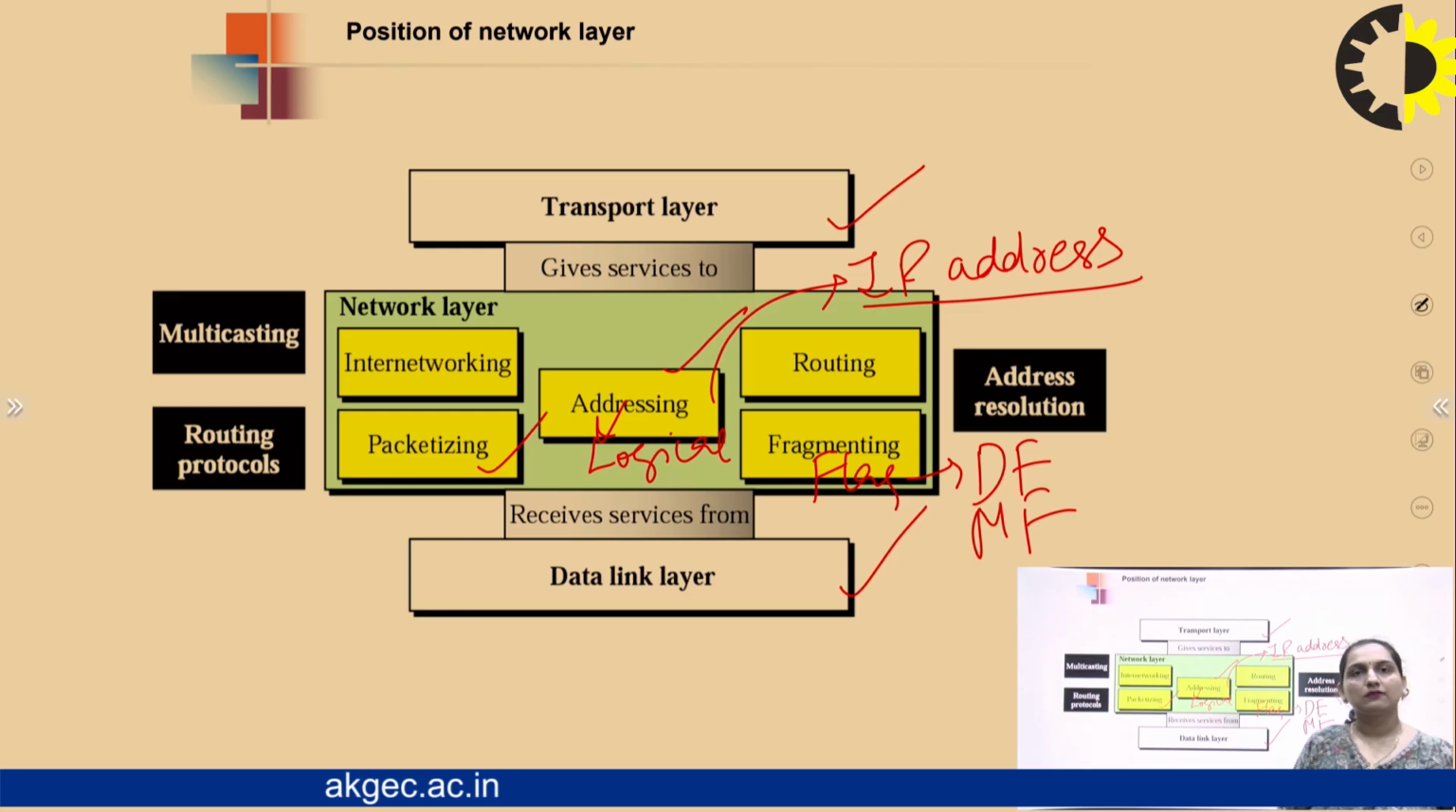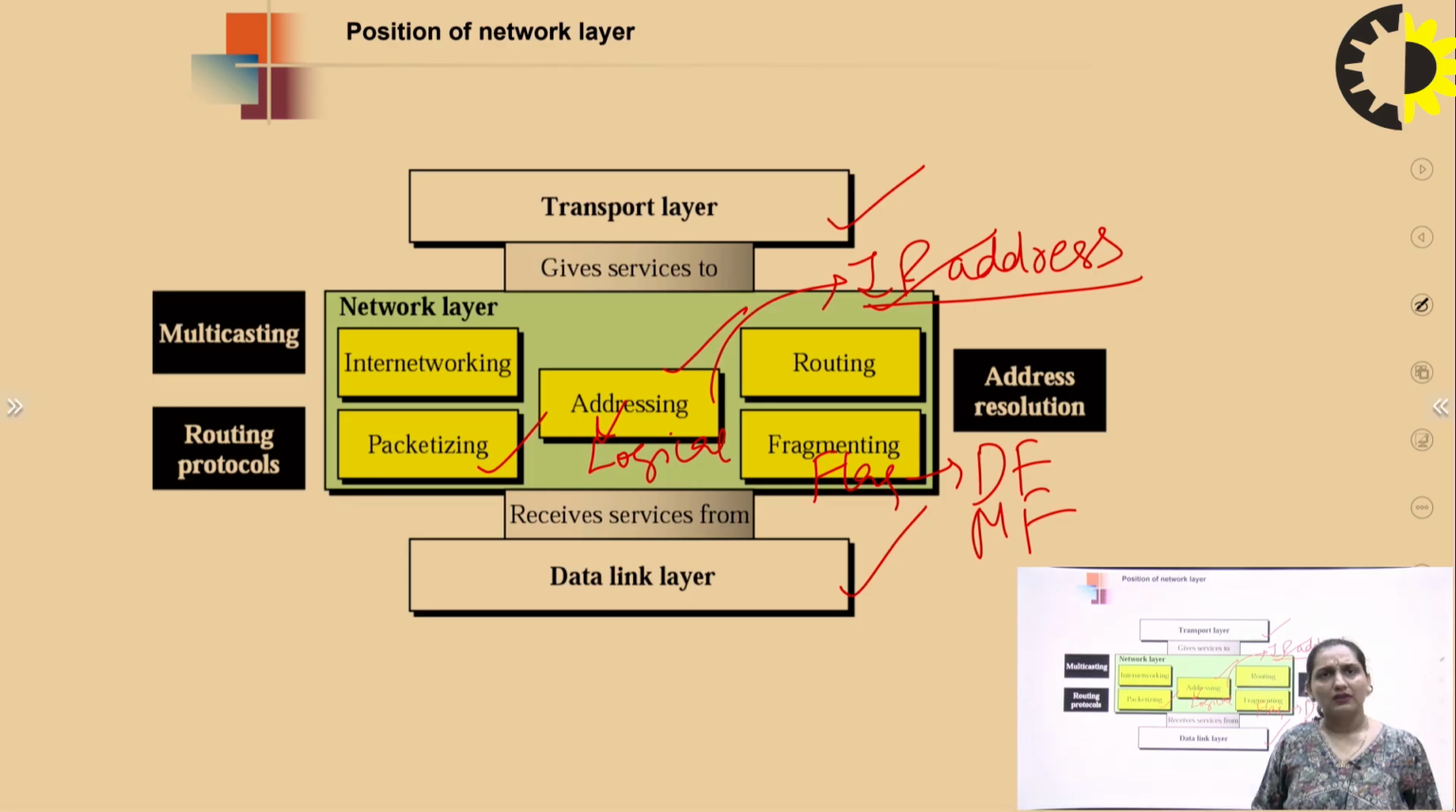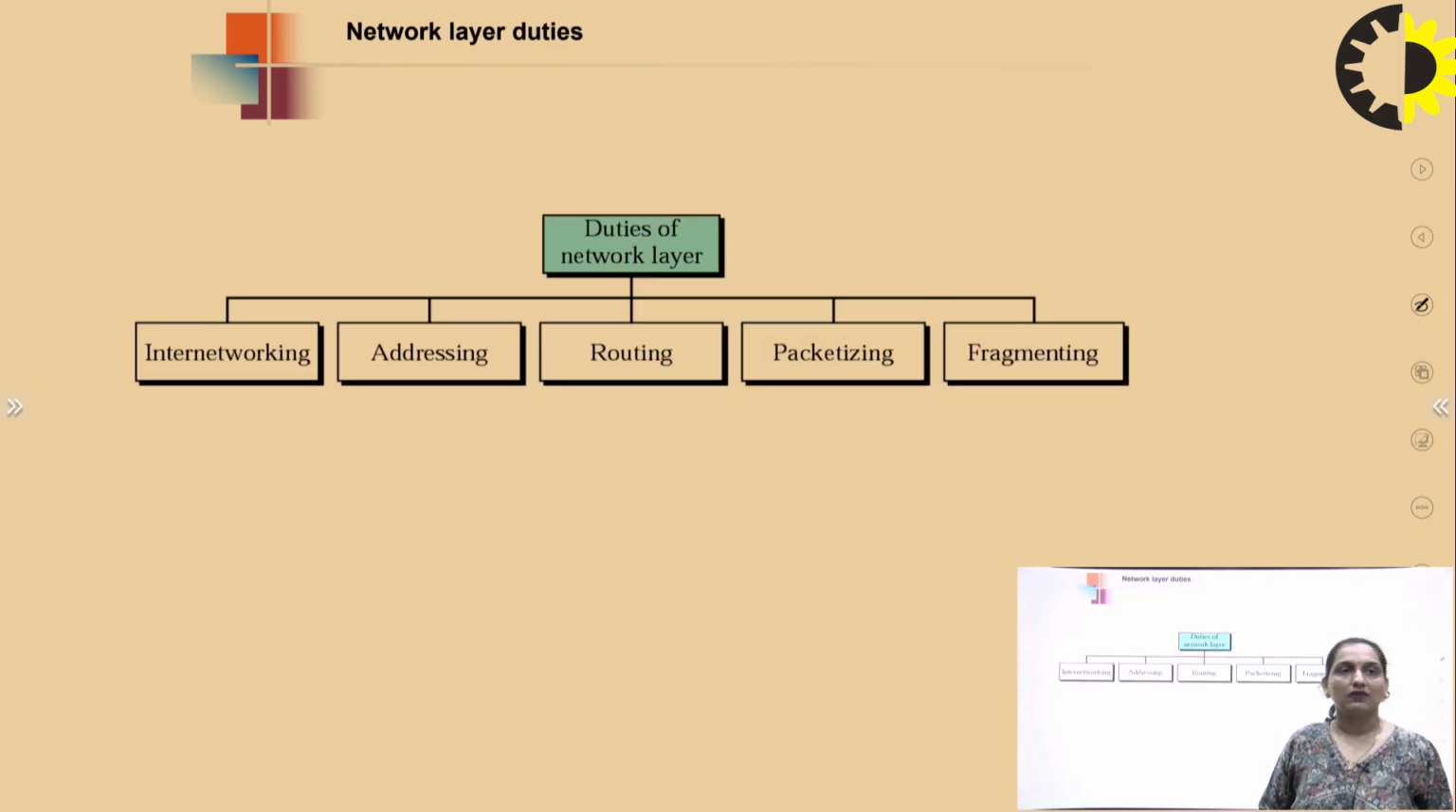We will also see a small part about the IP address here. What is an IP address? How do we deal with it? What parameters have to be seen in an IP address? We will also see subnetting. So these are the duties and services of the network layer.